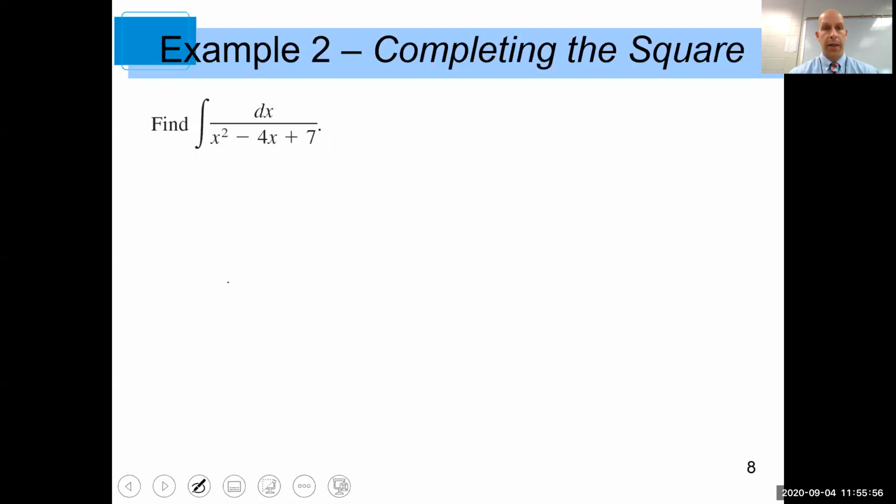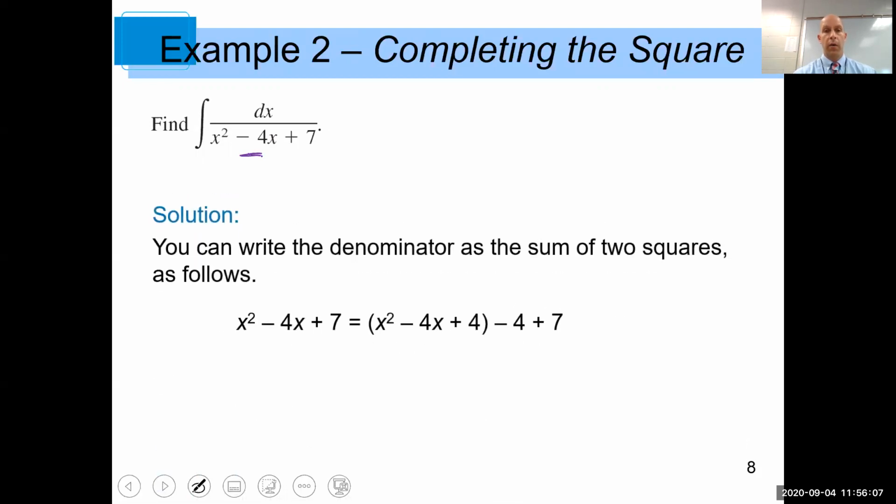So let's see how an example of that might look. We're going to need to complete the square with the denominator here. The key value to look at here is this minus 4. What's half of minus 4? Well, that's going to be 2. And what's squared? That's 4. So that's where this 4 comes from.